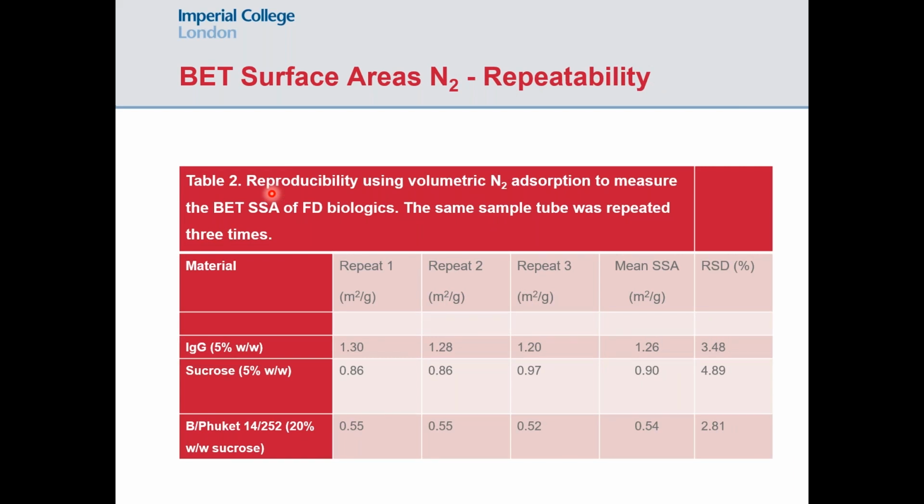And this is a similar thing done using volumetric nitrogen. Again, the same sample tube was repeated 3 times. And what you can see there, the errors are typically between about 3 and about 5%. So they're about 2 times higher, maybe 3 times higher, something like that.